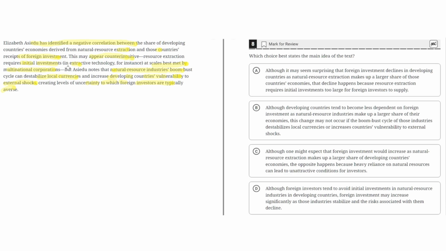So the main idea of the text is this counterintuitive idea where countries with high natural resources typically have lower foreign investment. This is because these countries typically have boom-bust economic cycles that can destabilize local currencies and cause external shocks. And these conditions are typically what causes foreign investors to stay away. So let's see what the answer choices have to say.